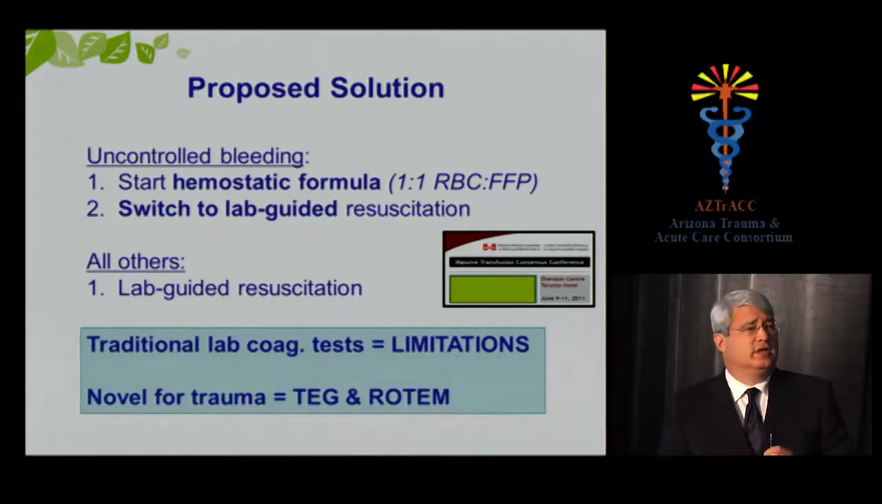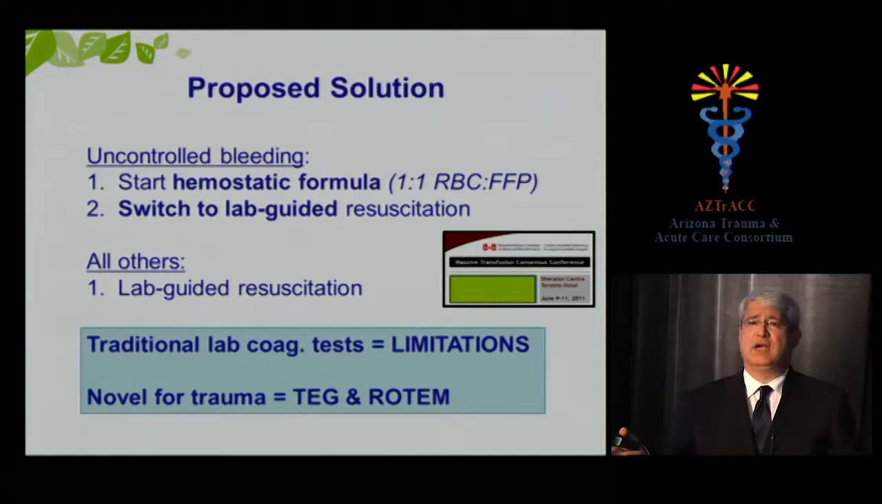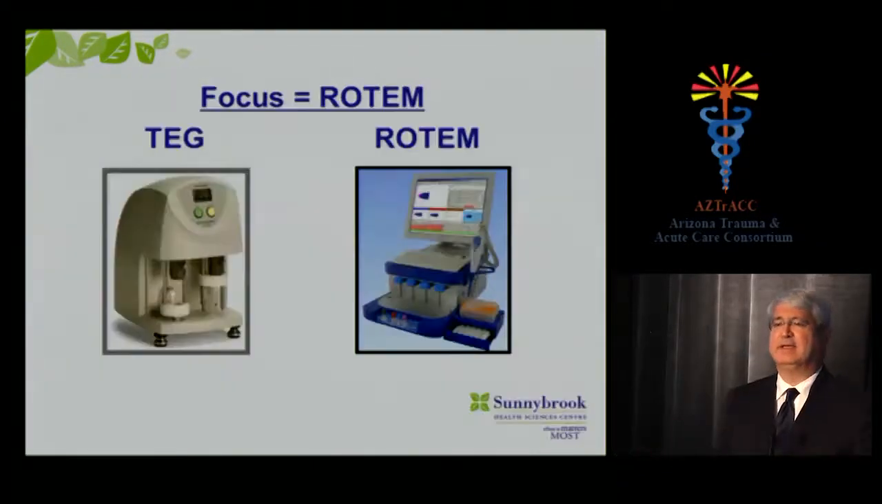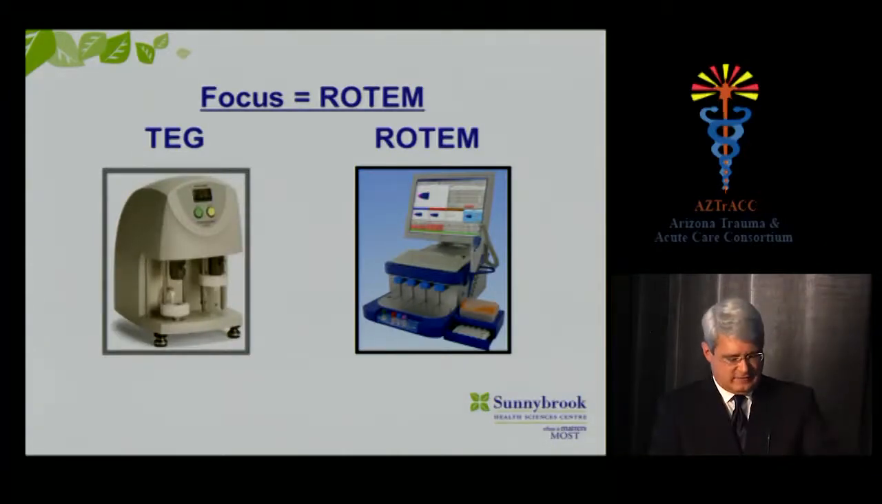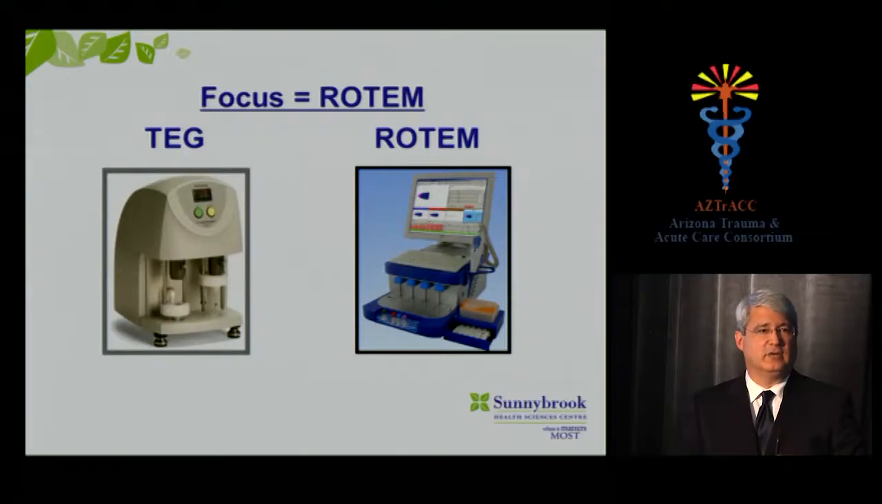The problem is we all know that the traditional lab tests, like INR, PTT, and platelet count, are not good. They were never meant for trauma, and they have limitations too. So even when you have them, they are not that helpful. So it has been proposed that maybe we should look at other tests. Two other lab tests have come out. One of them is called TEG, thromboelastography, and the other is called ROTEM, rotational thromboelastometry. That's what we're going to talk about now, and I hope that over the next 15 minutes, you're going to become an expert in TEG and ROTEM.